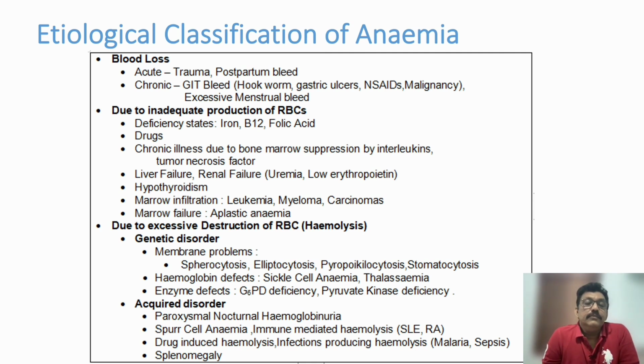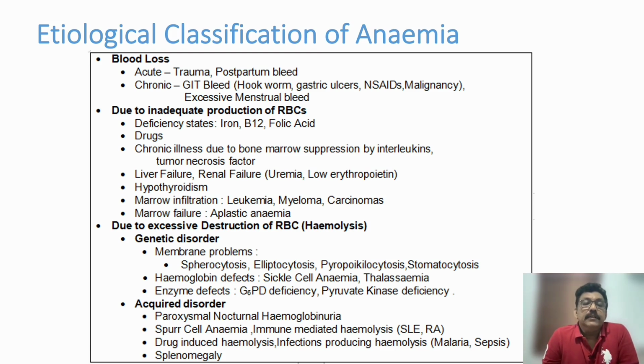Due to excessive destruction of RBC, that is hemolysis. Hemolysis can be due to genetic conditions like spherocytosis, elliptocytosis, pyropoikilocytosis, stomatocytosis. These are all membrane problems of RBC. The patient can have a defective RBC membrane that can be destroyed very fast in the circulation.